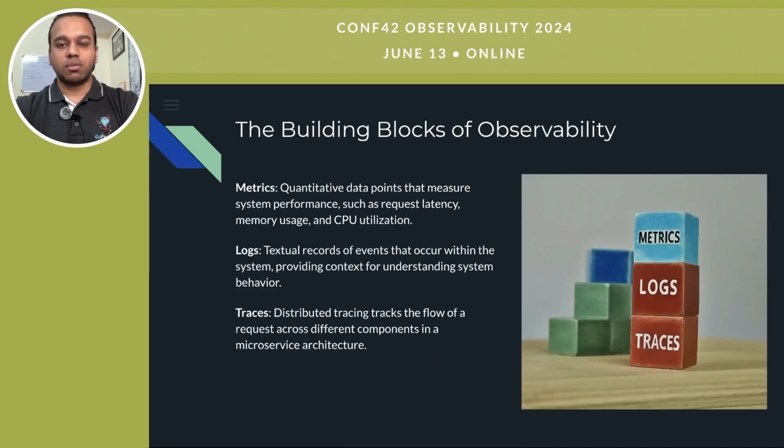The building blocks of observability are considered to be metrics, logs, and traces. These three building blocks work together to provide a comprehensive view of your system. Metrics offer a high-level overview, logs provide detailed information about specific events, and traces help us understand the flow of execution across services.